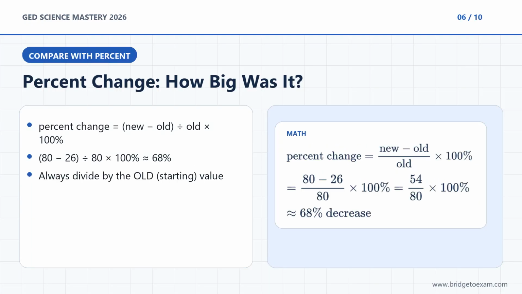Sometimes the test wants the change as a percent, so it feels fair to compare. The rule is percent change equals new minus old over old times 100%. Our water went from 80 degrees down to 26. So that is 80 minus 26 over 80 times 100%. That is 54 over 80 times 100%, which comes out to about 68%. So the water lost about 68% of its starting temperature. Notice we divided by the old value, 80, because percent change always compares against where you started.